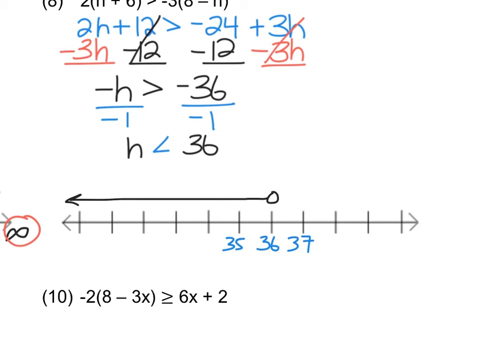Shade going in the direction of the left. We know on the left-hand side we're looking at negative infinity. So that's telling me that my answer in interval notation would be what? Parentheses, negative infinity, comma, 36, parentheses.